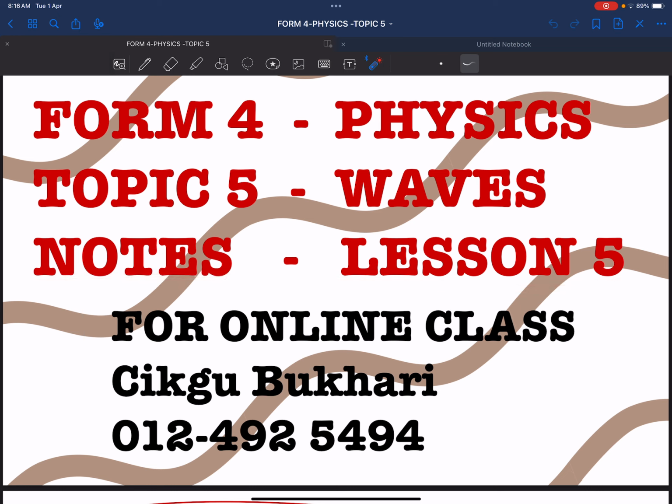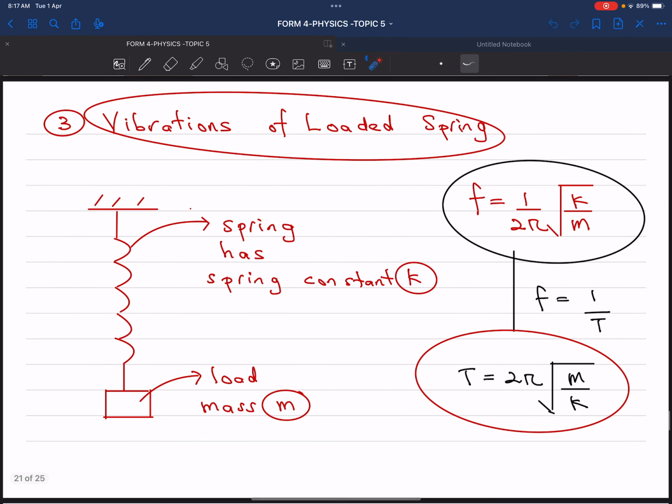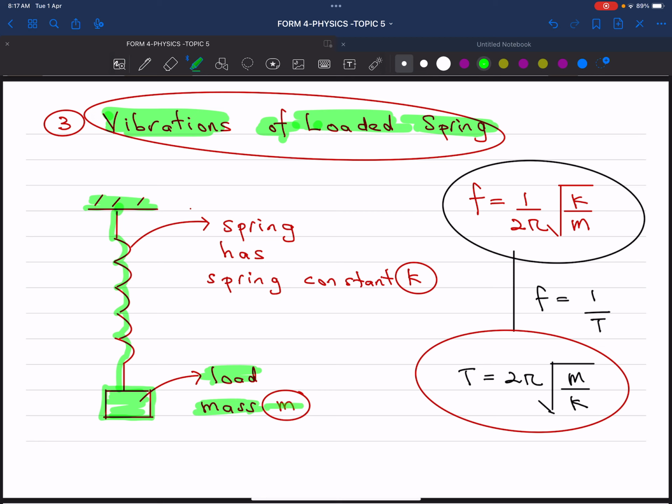You must have watched Lesson 1 until 4 before this. We continue with the vibrations of a loaded spring. So we have a spring whereby one end is fixed to a point, and at the other end we have a load of mass m.